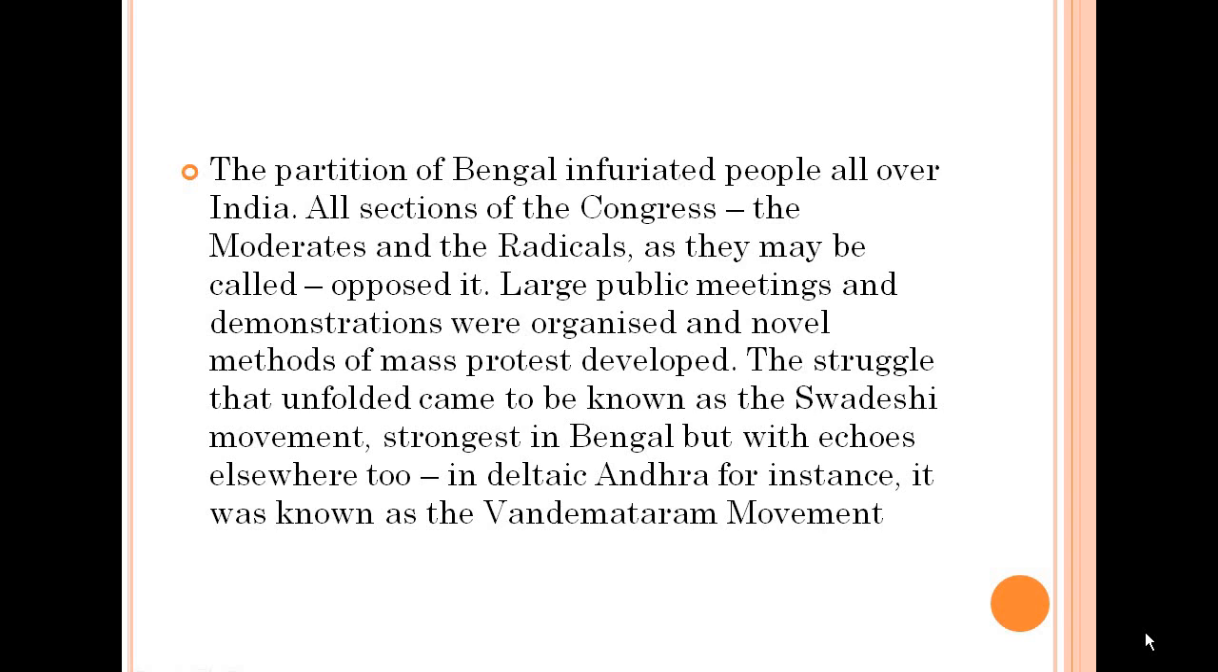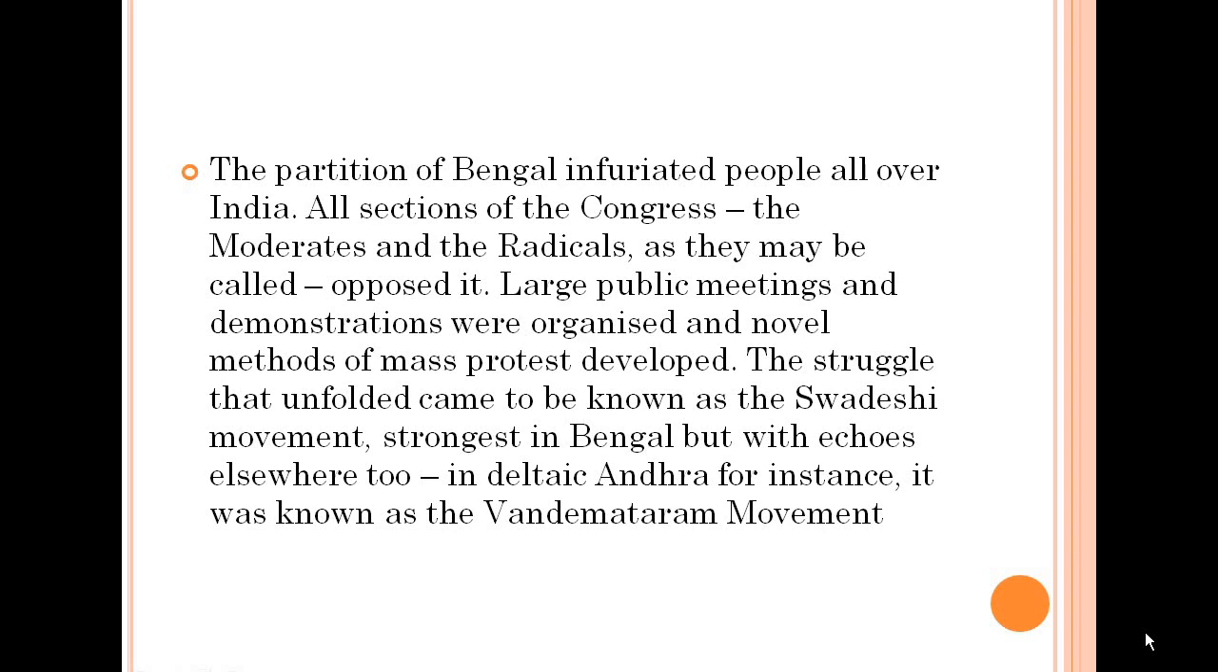So the partition of Bengal infuriated people all over India, and all sections of the Congress, the moderates and the radicals, as they may be called, opposed it. There were large public meetings and demonstrations were organized, and different novel methods of mass protest were developed, and the struggle that unfolded came to be known as the Swadeshi movement, strongest in Bengal, but with echoes elsewhere too. In Delta Andhra, for instance, it was known as the Vande Mataram movement.